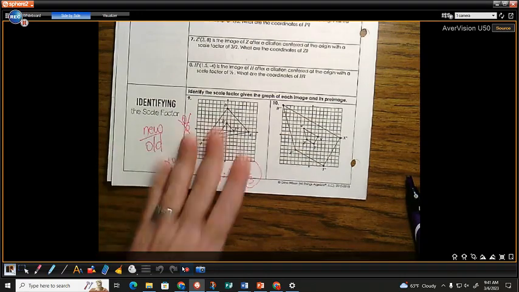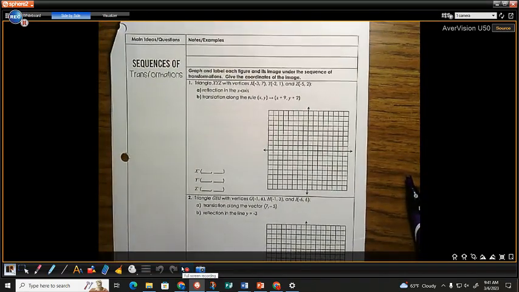New over old. Well, if 0 over 0 did equal 0, then your scale factor would be 0.